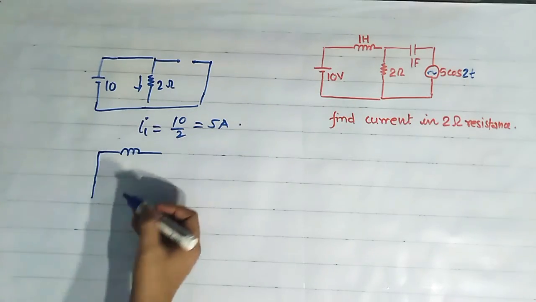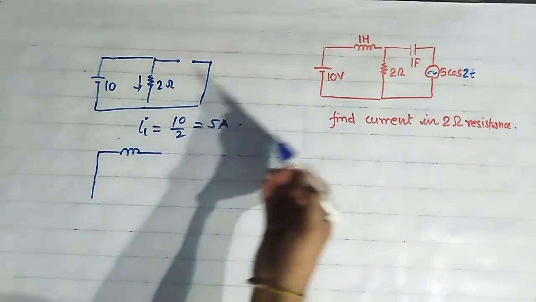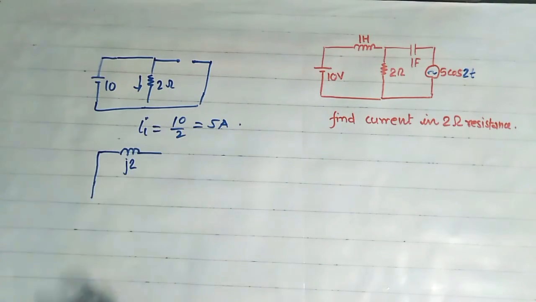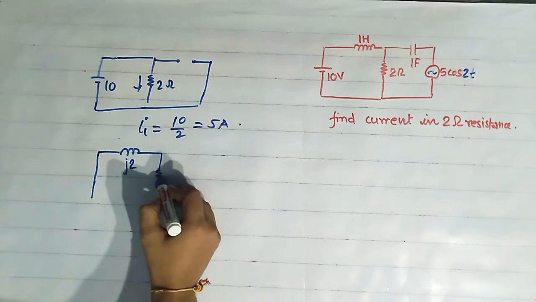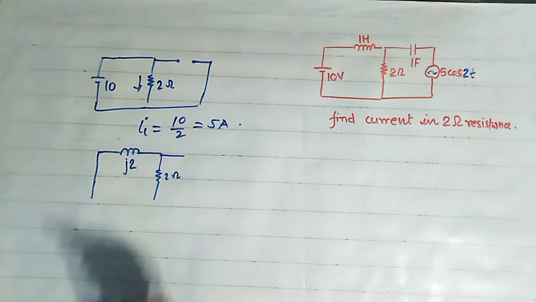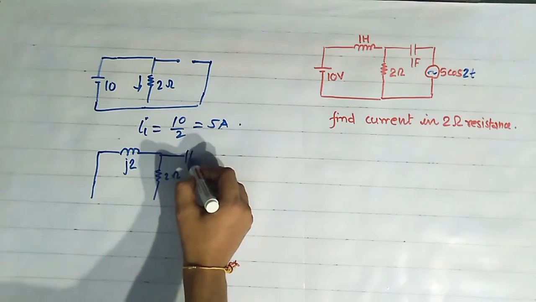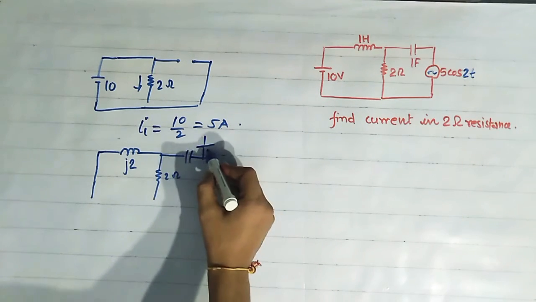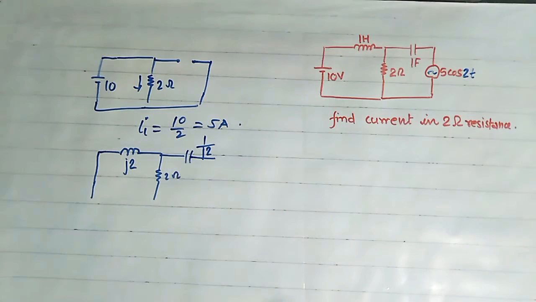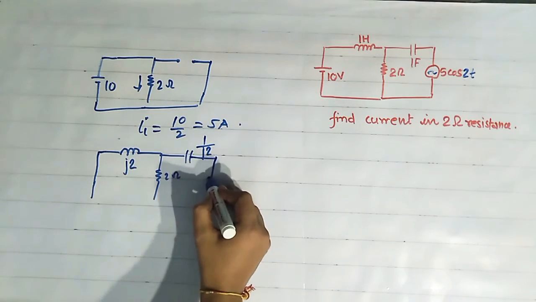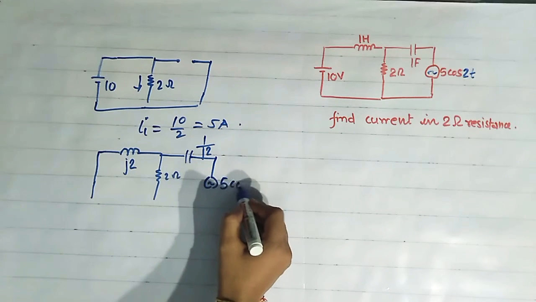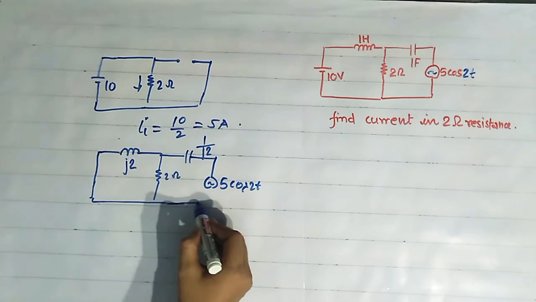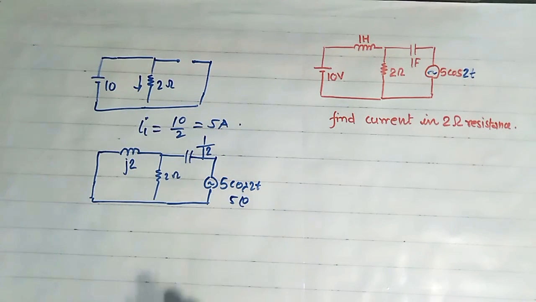Now what is inductive reactance? That is equals to omega L. Omega is equals to 2. So we can write it as j2 ohm. And what is capacitive reactance? Capacitive reactance is equals to 1 upon j omega C. Here omega is 2 and C is equals to 1, so 1 by j2. And this source, 5 cos 2t, we can write as 5 angle 0.